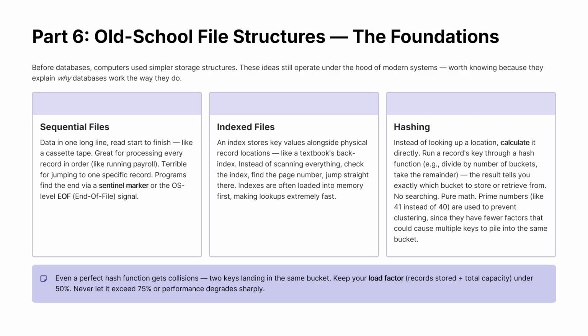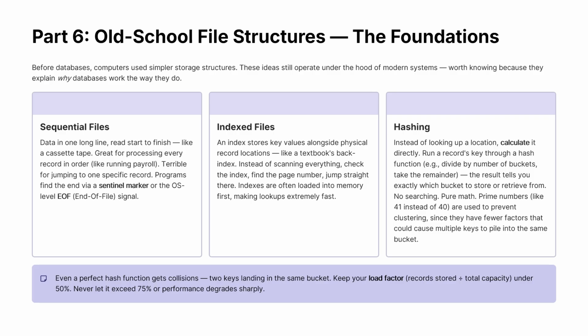And then there's hashing. Honestly, one of the coolest ideas in this whole topic. Instead of looking something up in an index, hashing calculates where something is stored, directly from its key. Here's how it works. You divide your storage space into a bunch of buckets. Then you take a record's key, say, an employee ID, run it through a hash function, often something as simple as divide by the number of buckets and take the remainder. And that remainder tells you exactly which bucket to put the record in.